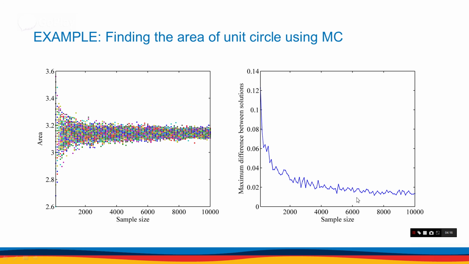So again, the main takeaway from these figures is, as you increase the number of samples, the results get more accurate, and the range is smaller. So basically, as you can see, the range here is from here to here. But as you go that direction, the range is getting smaller and smaller. That's why the maximum difference goes down.